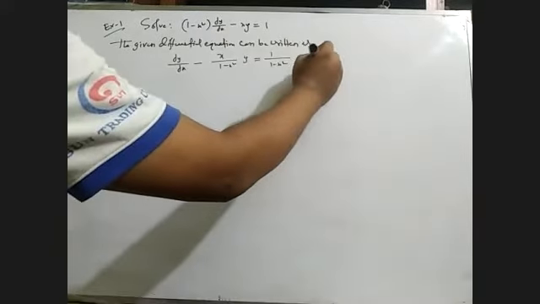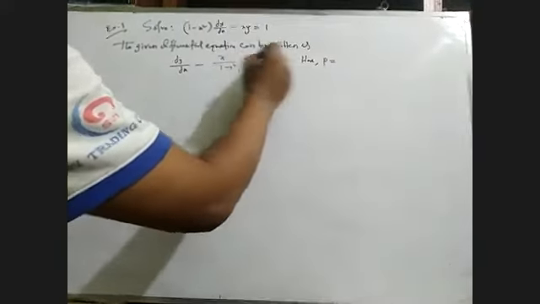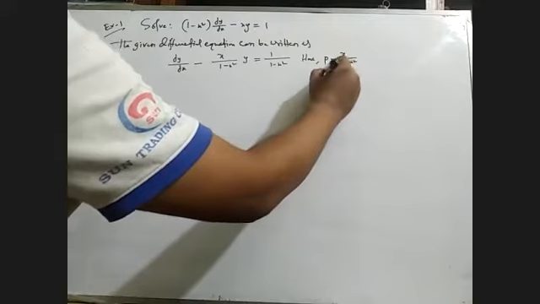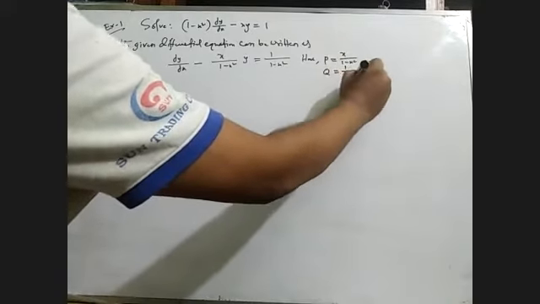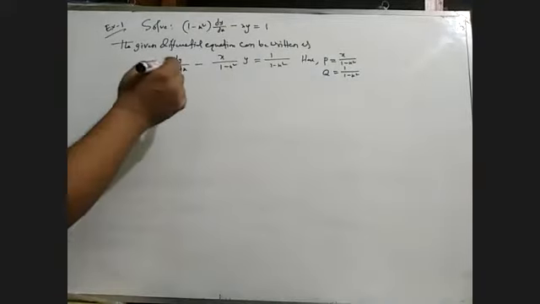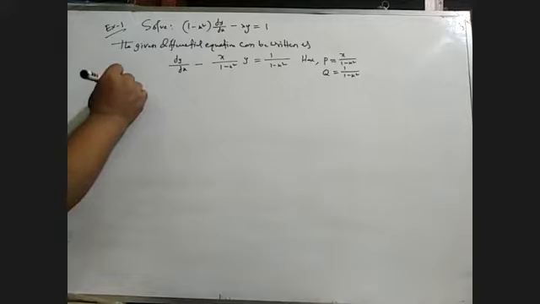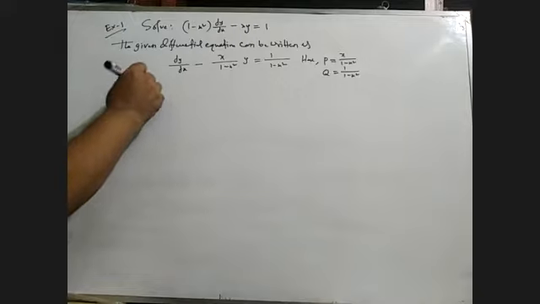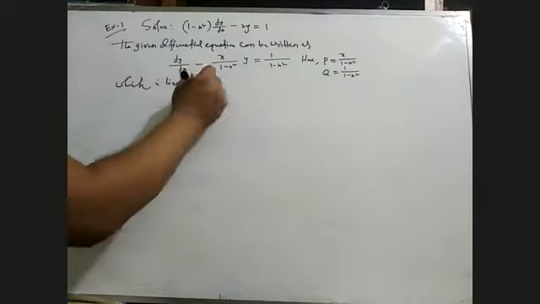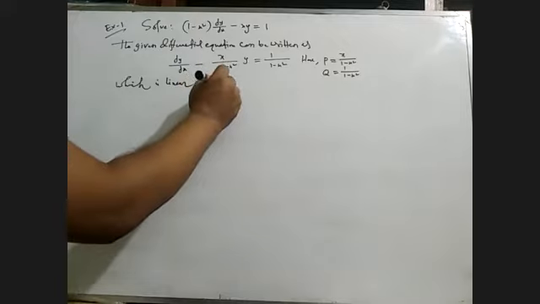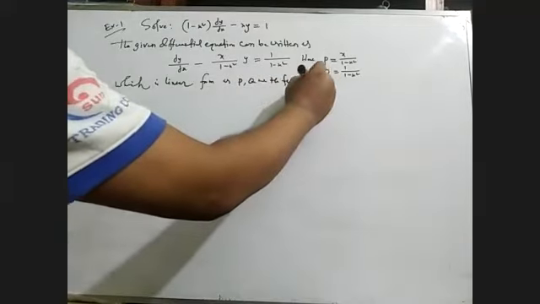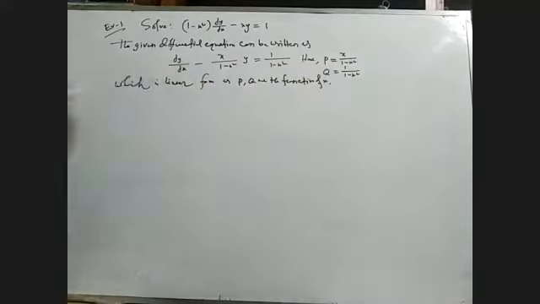Here P equals what? Coefficient of y is P, which is minus x divided by 1 minus x square, and Q equals 1 divided by 1 minus x square. P and Q are functions of x only. This is why it is linear form, as P and Q are functions of x.